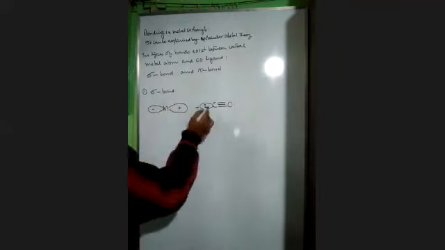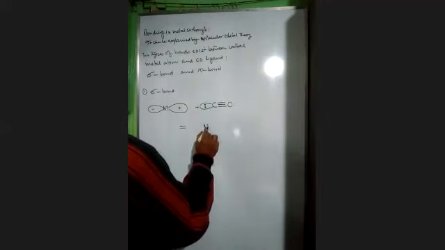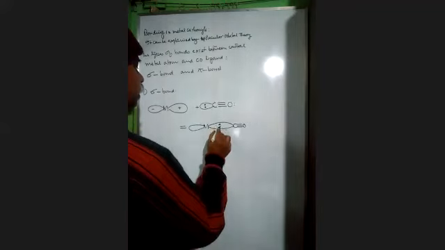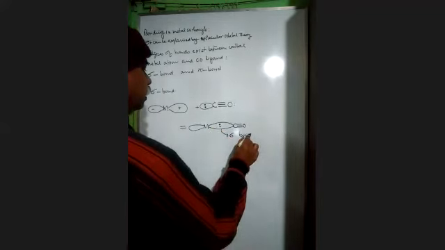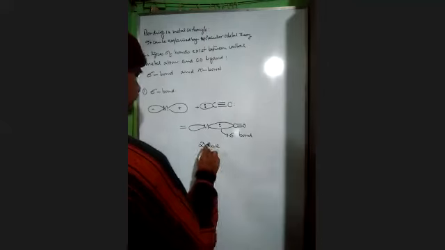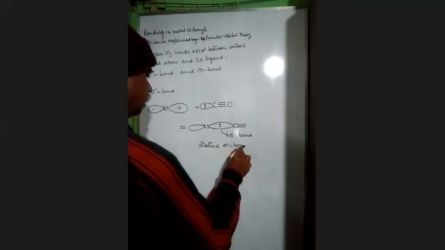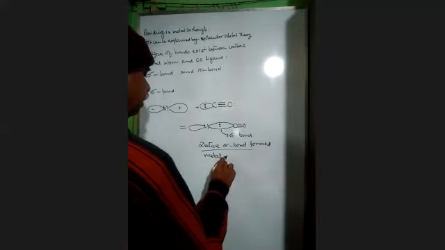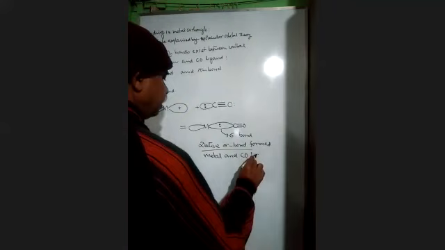See here. So in this case, what happens? This is nothing but a sigma bond. So this is a dative sigma bond formed between metal and carbon monoxide ligand.